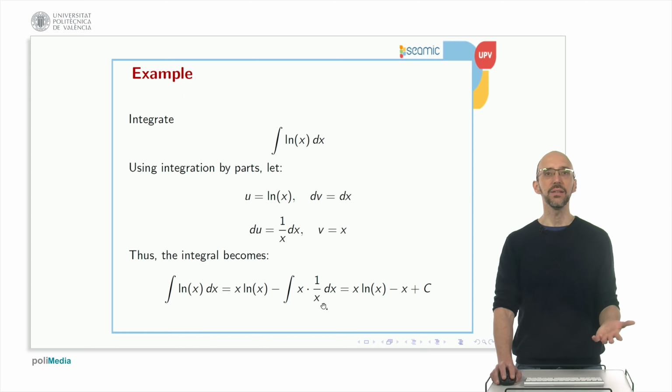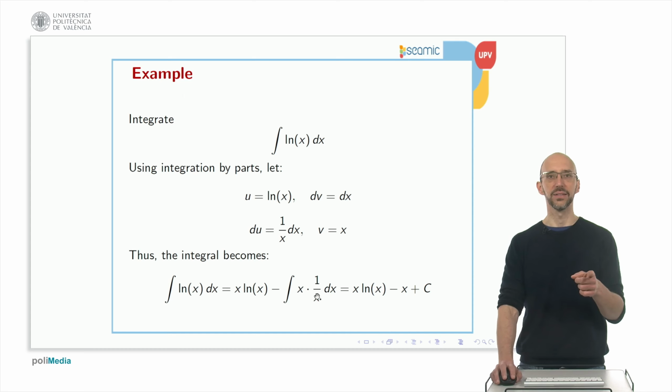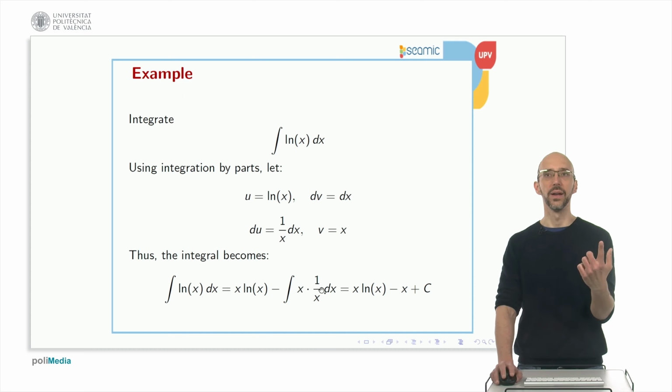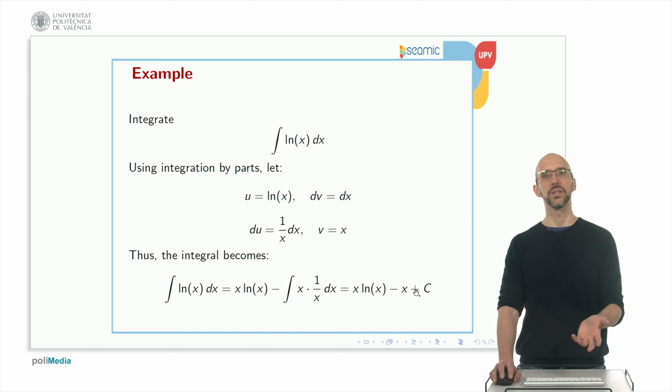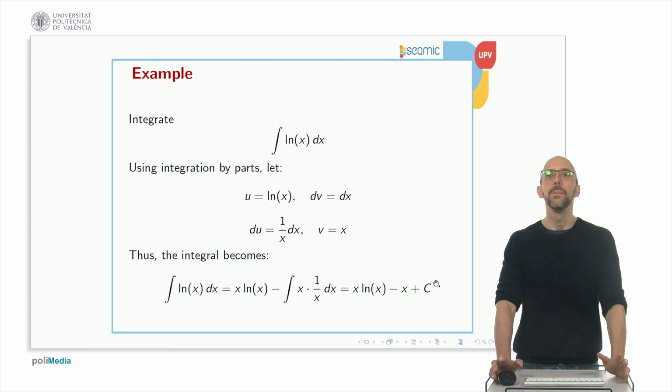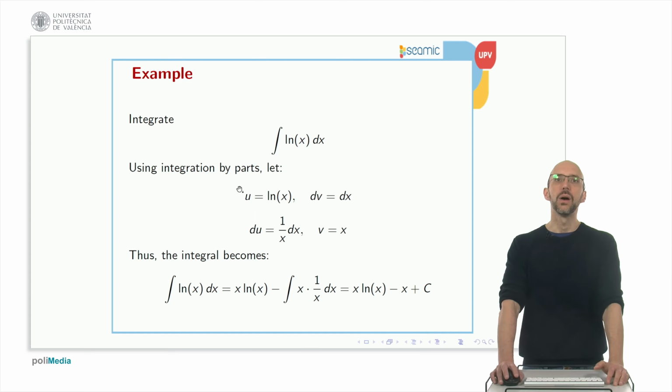But that is very easy, because I need to integrate this, and what do you see here? x and x simplify, and the only thing left is the integral of 1, and the integral of 1 is x again. So all of this is just x. So what is the integral? x times logarithm of x minus x plus the constant of integration. Piece of cake. But you need to apply this correctly.